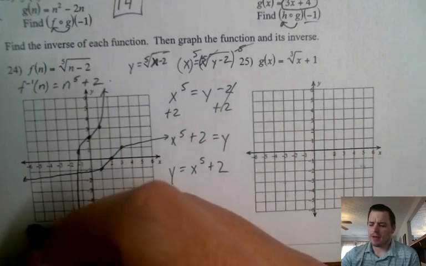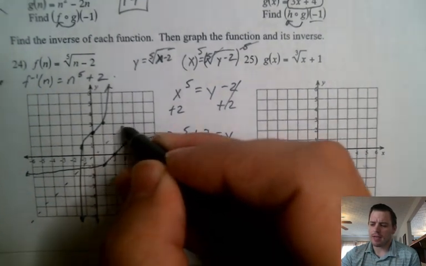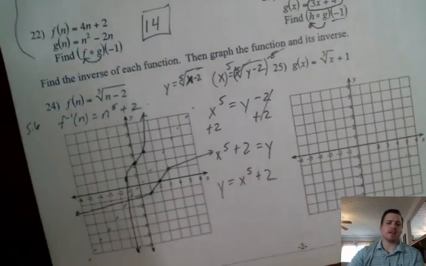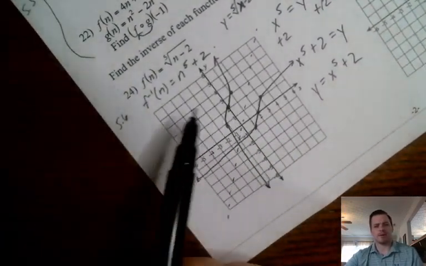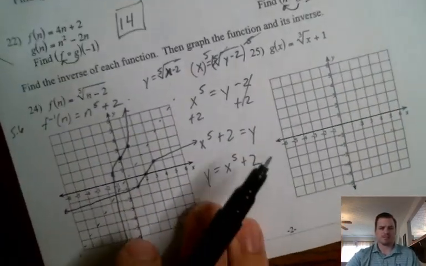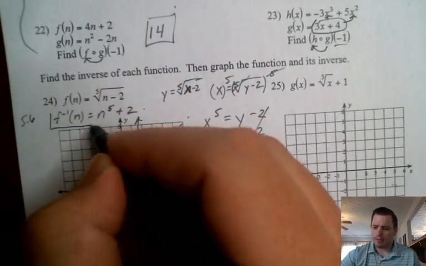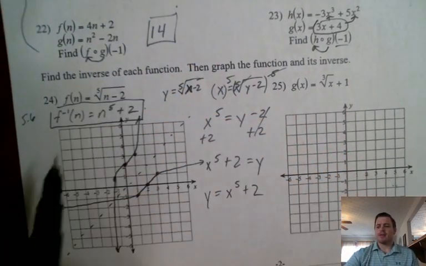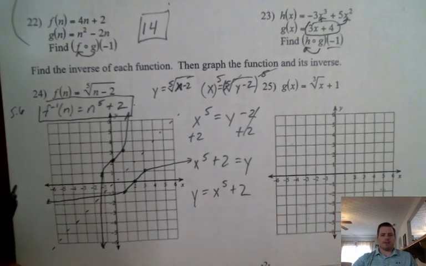And again, if we made that y equals x line, we would see that it's a true reflection. It's the same thing on both sides, which is what a reflection is. Okay? So that right there would be my inverse. And then my graph would be right there.